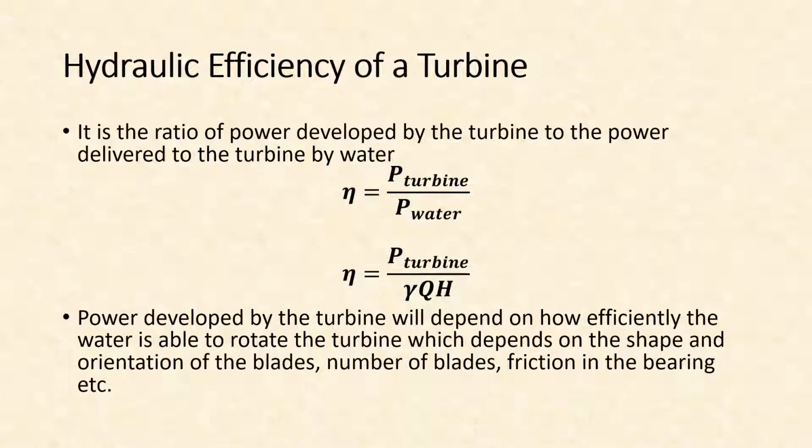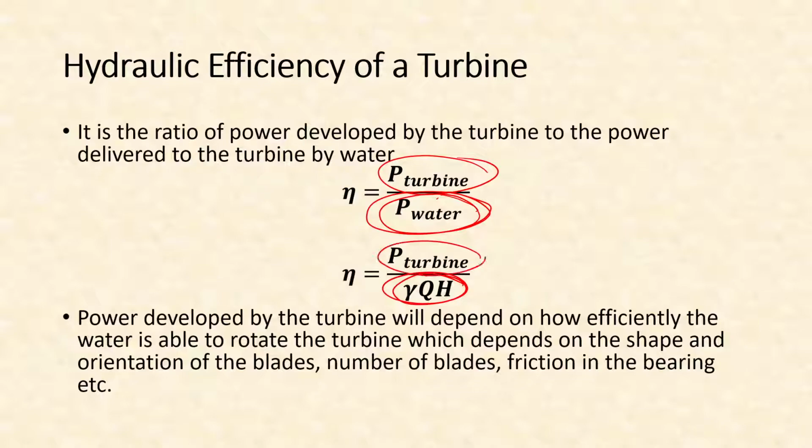Now coming to efficiency of a turbine, we'll be dealing with only the hydraulic efficiency of a turbine. It is the ratio of power developed by the turbine to the power delivered to the turbine by water. So power developed by the turbine is, suppose, P turbine, and power delivered by the water into the turbine is, as we have seen, gamma QH.